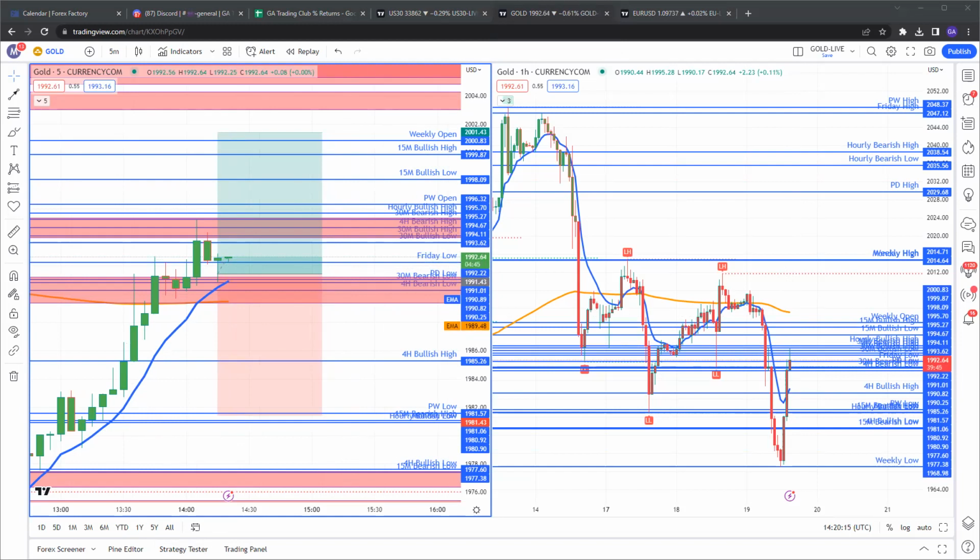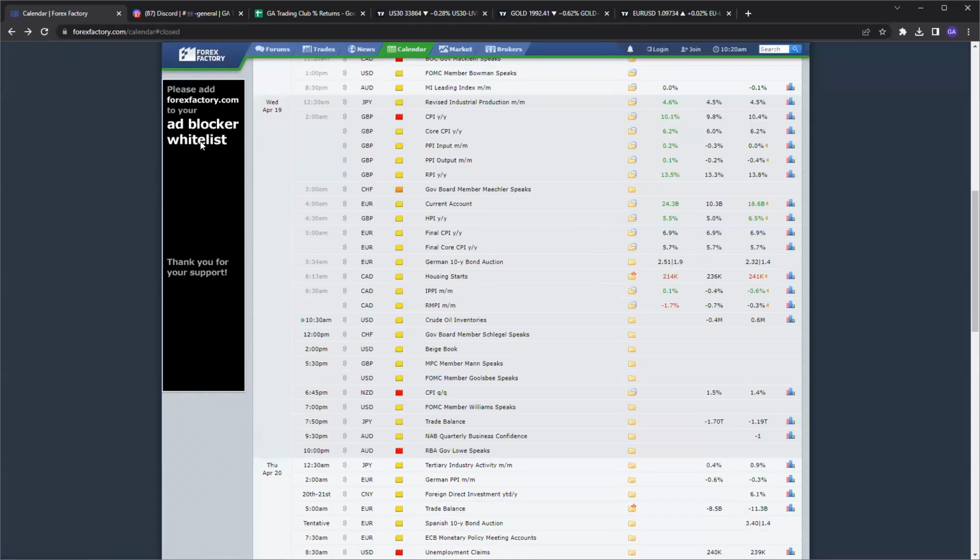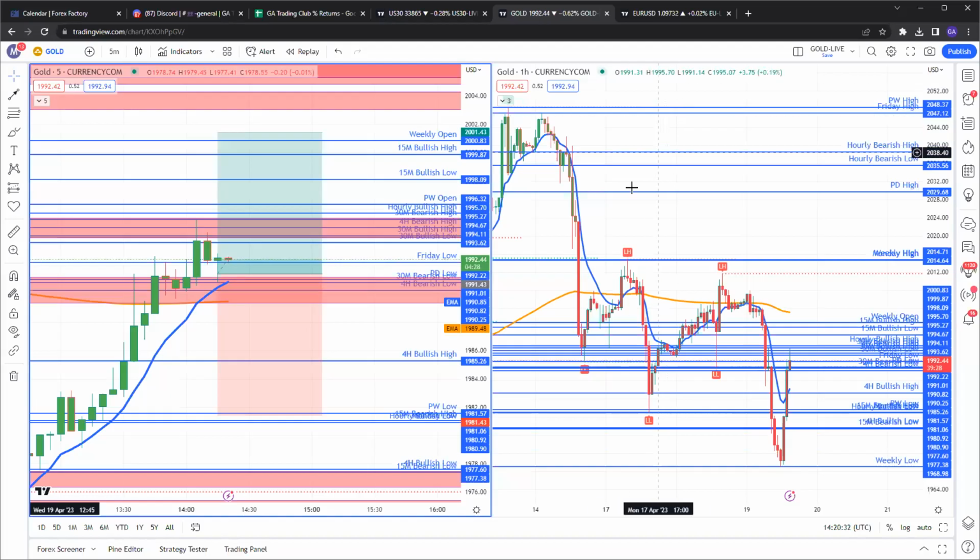And I will secure some, let's see, where do I want to secure some? Also, let me check this. I know today is Wednesday, but we just have the crude oil inventories. All right. Yeah. So this is the only trade we're in.